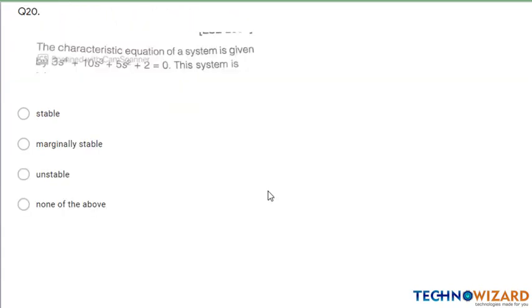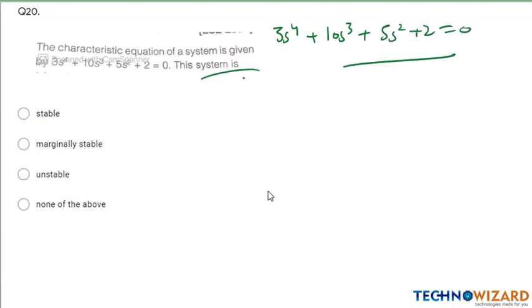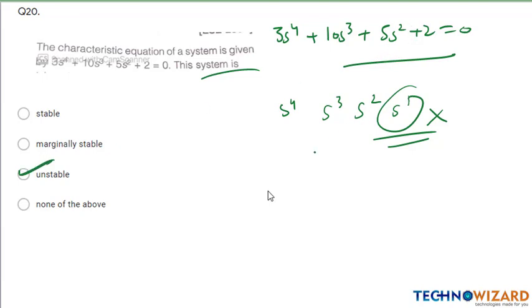Question number 20 and the last question of our quiz. The characteristic equation is given as 3s to the power 4 plus 10s cube plus 5s square plus 2 is equal to 0. Is this system stable, unstable, or marginally stable? To find whether the system is stable or unstable, first of all we have to check the characteristic equation to see if any term is missing or not. After checking, s to the power 4 is present, s cube is also present, s square is also present, but the s to the power 1 term is not present. Therefore, this system is unstable. Whenever one term is missing, the system is unstable. Therefore, option C is the correct answer.